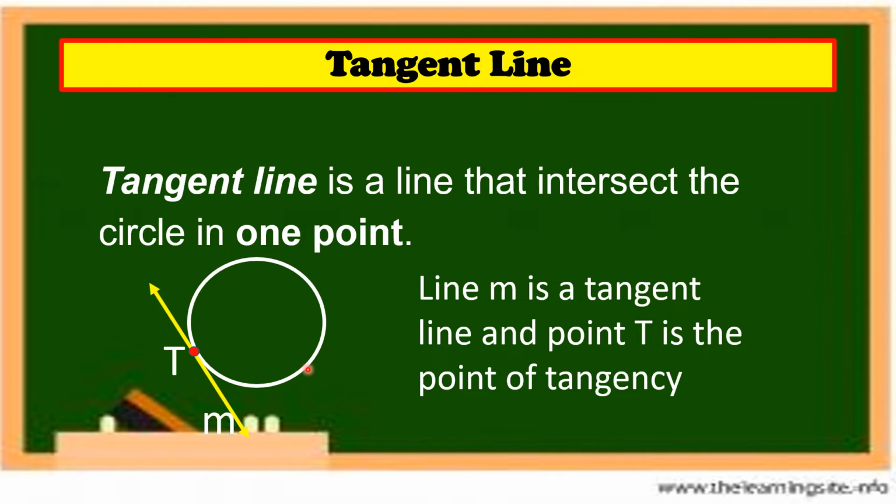Tangent line. Tangent line is a line that intersects the circle in one point. We have the given circle, and we have a line. This line is line M. Line M intersects the circle in exactly one point P, and this point P is the point of tangency.